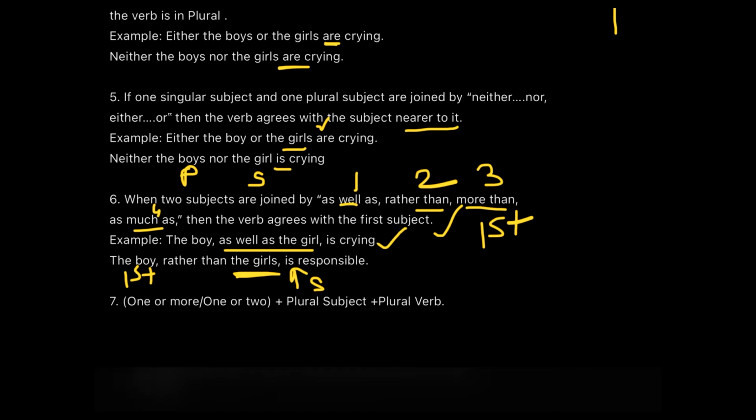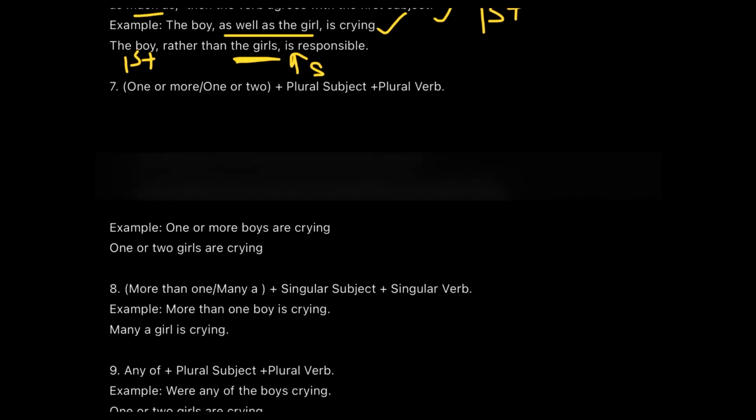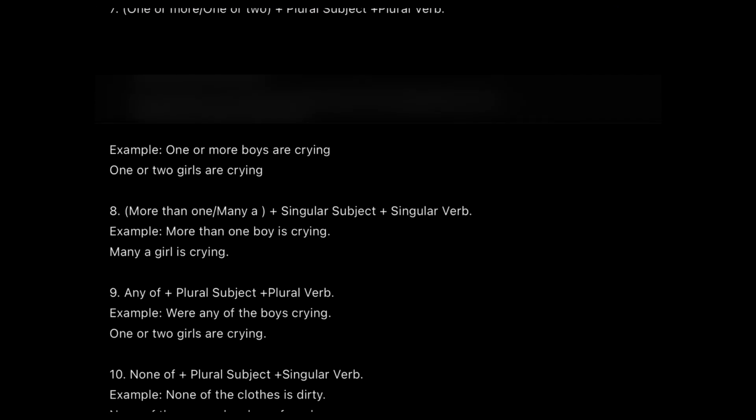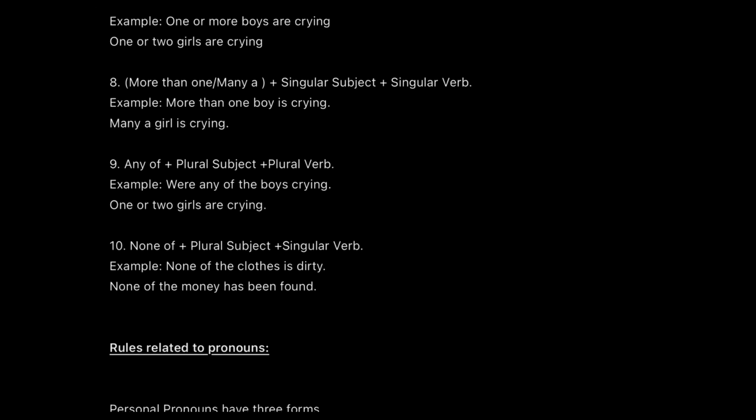Now, point number 7. Point number 7 says there's a combination, one or more or one or two. So in my sentence, if I have one or more or one or two written, and with that I have a plural subject, then the verb should also be plural. For example, one or more boys are crying because the subject is plural, more boys. Similarly, one or two girls, which is a plural subject, are crying. So we need to keep in mind that one or more is a combination in which we will go with plural depending upon what subject we are having.